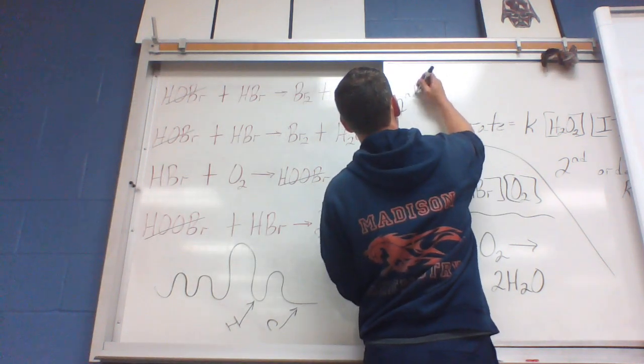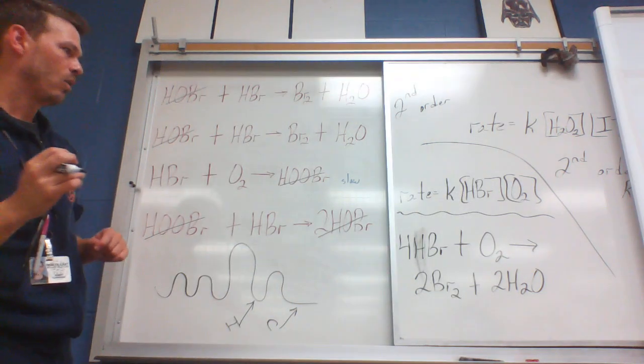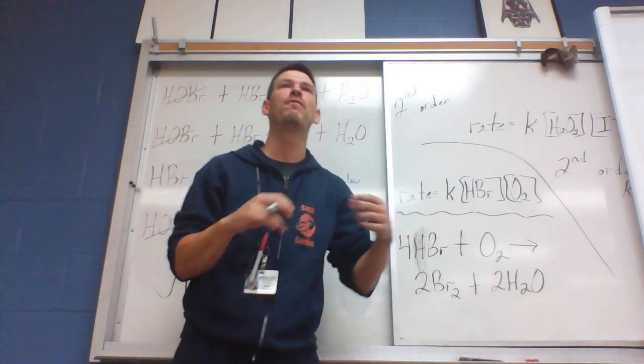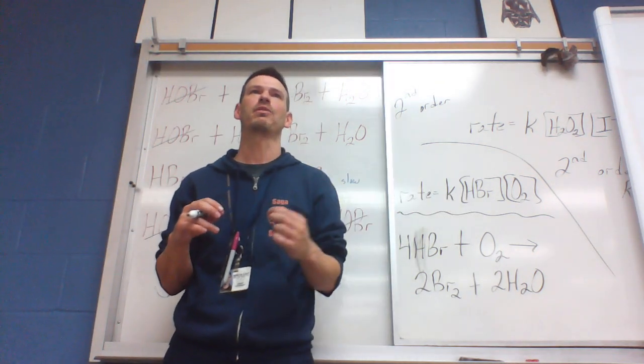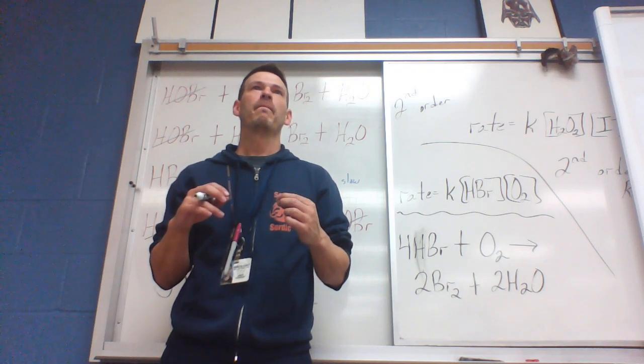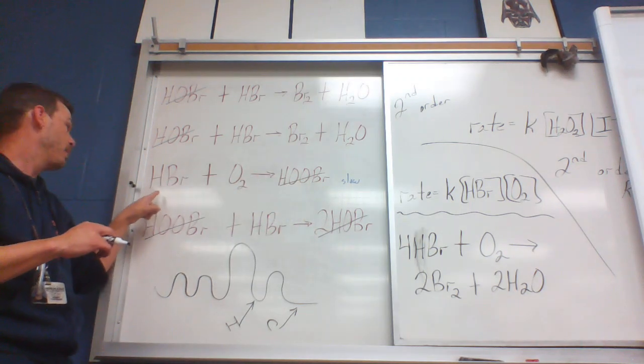Why is there not a 4 on the HBr? There's 1 in each. Why is there not a 4 here? Because the coefficients in the rate law only show up as exponents. So then do we put the 4 in the exponent? No, because this is the slow step that we're pinpointing.